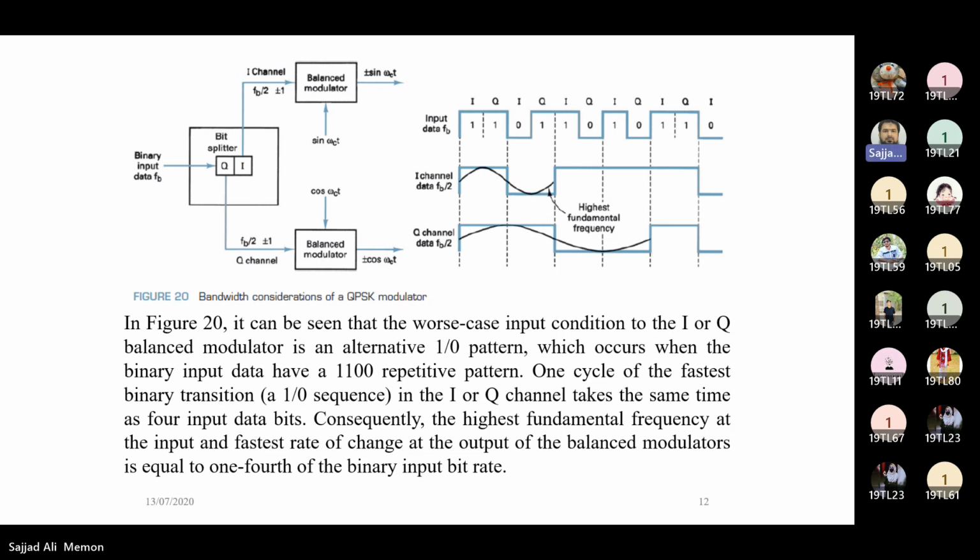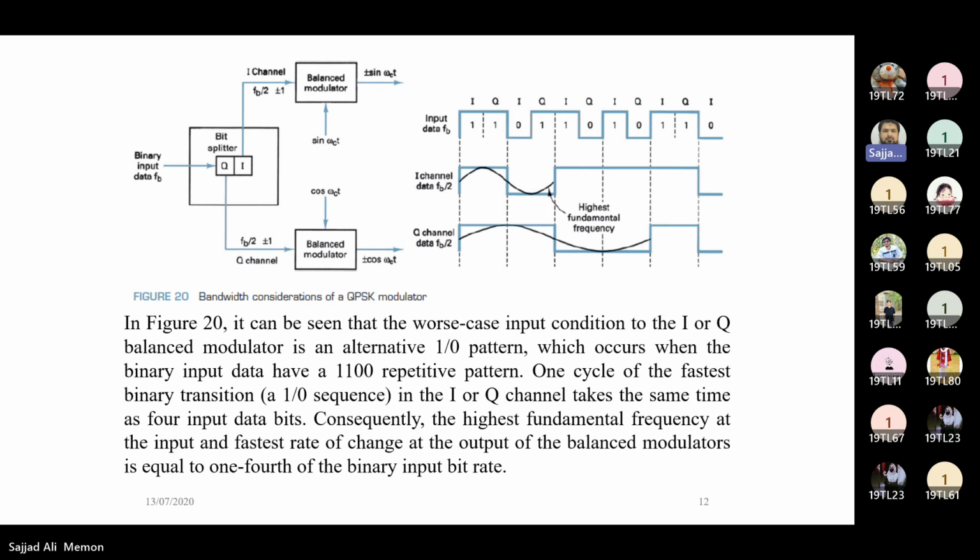So you can see in figure 20 that the worst case input condition to the I or Q balance modulator is an alternating 1 and 0 pattern, which occurs when the binary input data have 1100 repetitive patterns. One cycle of the fastest binary transition, a 1-0 sequence, in I or Q takes the same time as four input data bits. Consequently, the highest fundamental frequency at the input and fastest rate of change at the output of the balance modulator is equal to 1/4 of the binary input bit rate.